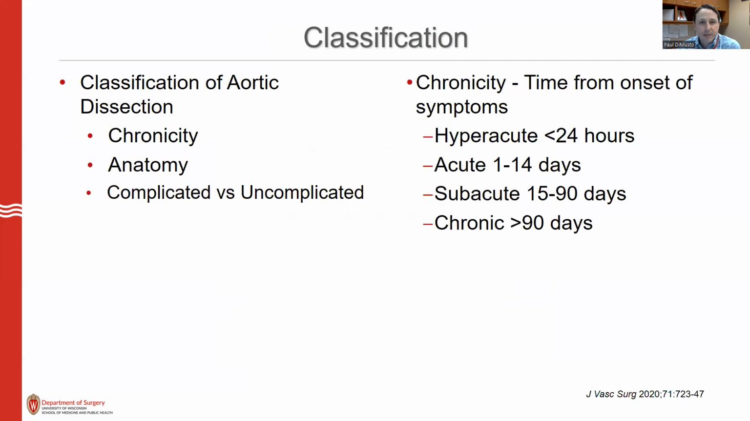Just to briefly review these, the chronicity is defined from hyperacute to chronic, with hyperacute being less than 24 hours from symptom onset, acute 1 to 14 days from symptom onset, subacute 15 to 90 days, and chronic something that's more than 90 days from the beginning of symptoms.